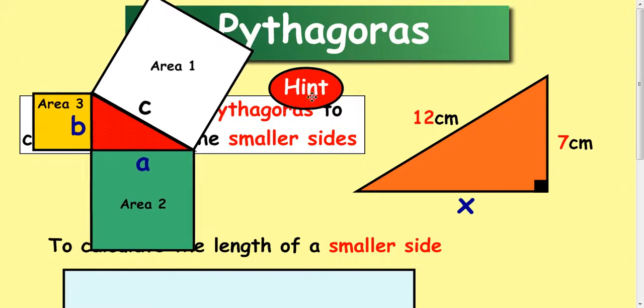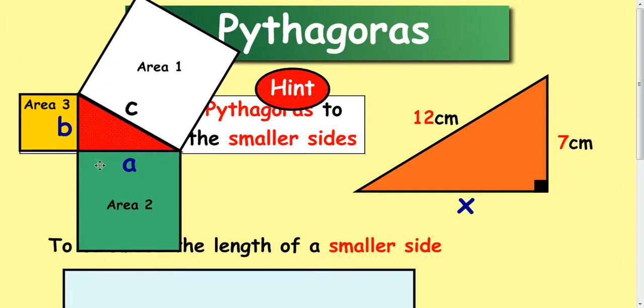Now to help us out, we'll just have a wee look at this idea here again. What we were saying before is, to get area 1, i.e. c squared, you would add area 2 and area 3 together. Now if we're wanting to work out a smaller side like A or B, then to get area 2 you would need to subtract area 3 from area 1. And to get area 3 you would need to subtract area 2 from area 1. So you're always subtracting from area 1 basically.